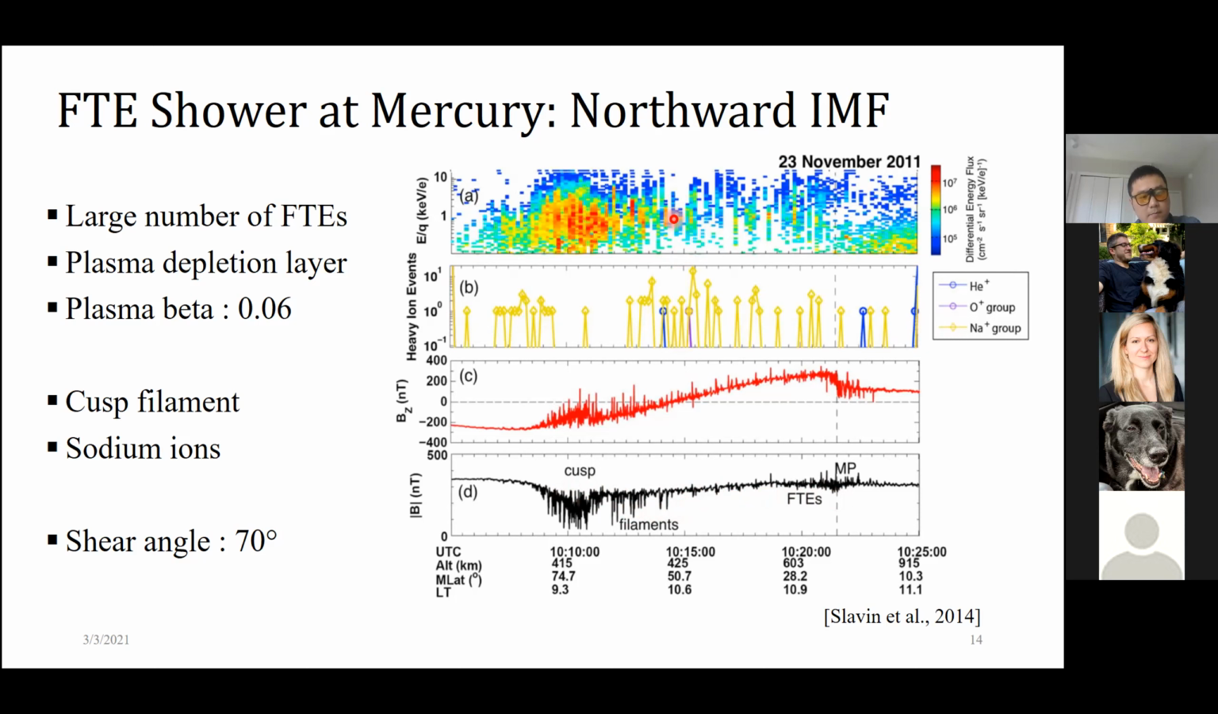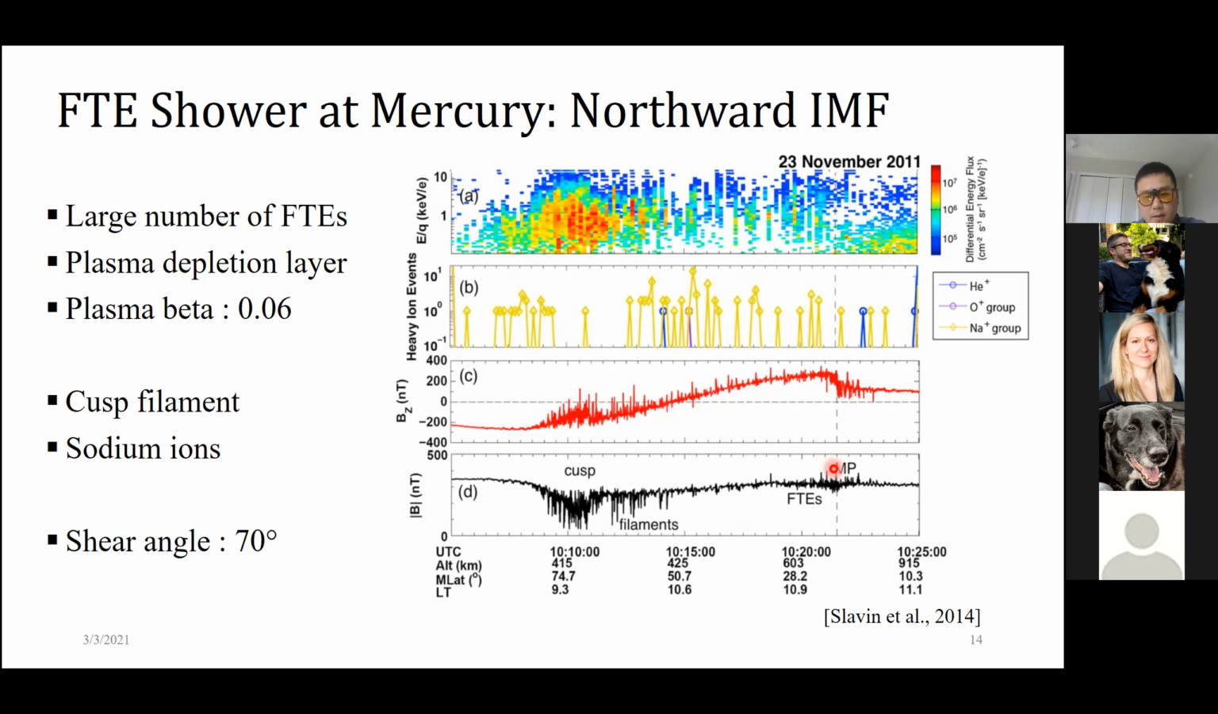And almost no magnetic field change across the magnetic poles, which indicates that still a thick plasma depletion layer exists on the dayside, ahead of the dayside magnetic poles. And the plasma beta in the magnetosphere is also very small, that is around 0.06.